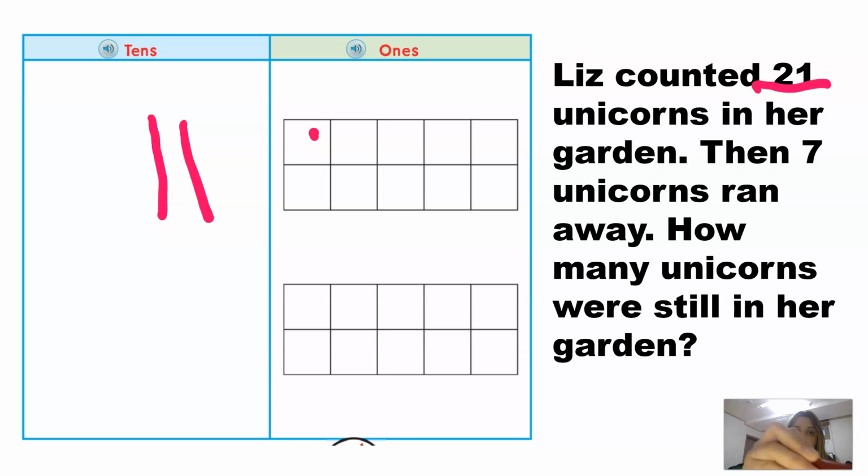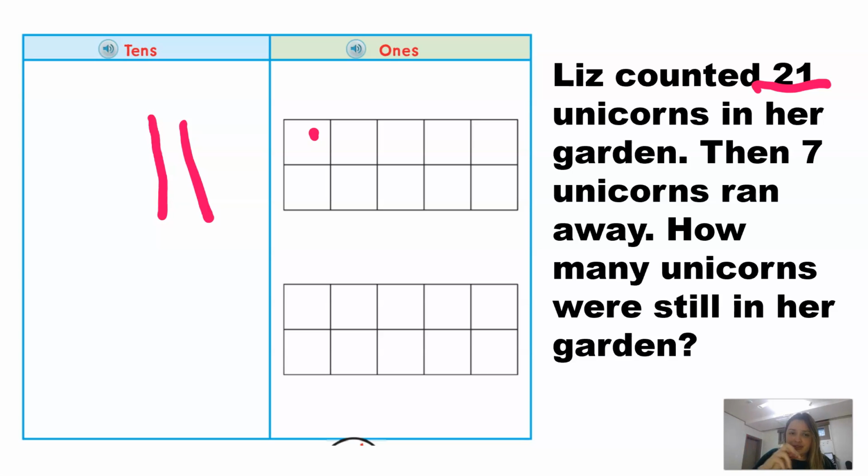Then 7 unicorns ran away. How many unicorns were still in her garden? Okay, so usually I would subtract the ones from the ones. But here, I only have 1 one. How am I going to take away 7 if I only have 1 one? This is very complicated. What am I going to do? Oh, I know, I can regroup.